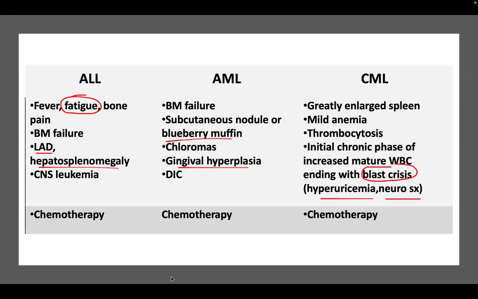So again, amongst ALL, AML, CML, which is usually seen in children? Most commonly seen in children. ALL, AML, or CML? Okay, in young children, it is mostly ALL. Which of them is associated with the Philadelphia chromosome? Okay, very good. Which is associated with the hour rods? Okay, it's AML.